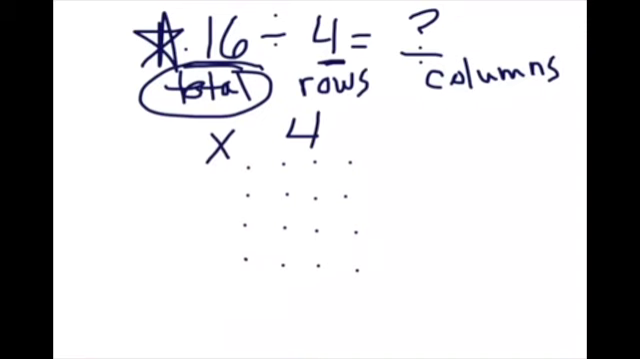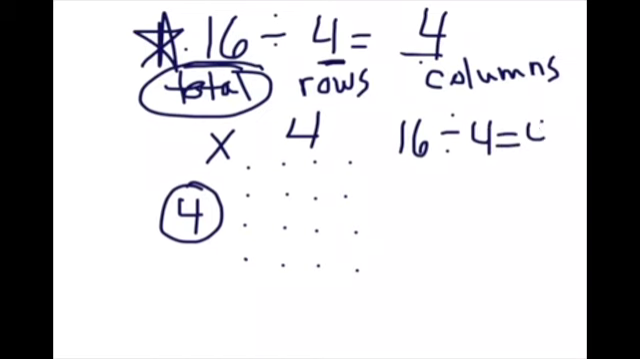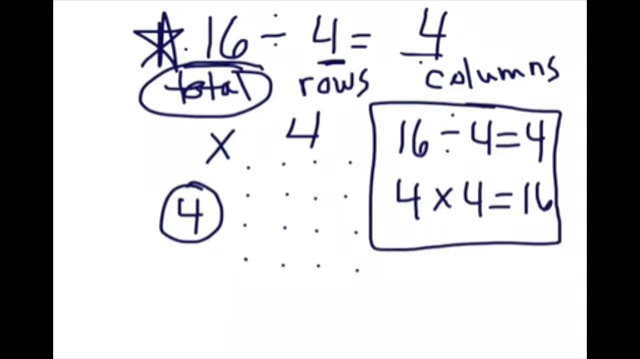What is my other number right here? How many columns do I have? I have 4. So what would be my missing number? 16 divided by 4 is 4. A multiplication sentence that goes with that would be 4 times 4 equals 16. So that would be like my fact family, and that's how that array helps me with division and multiplication. Let's practice some more.